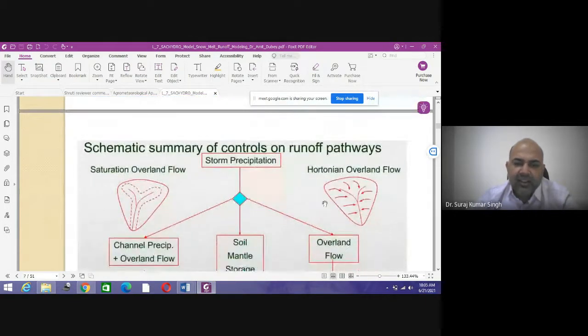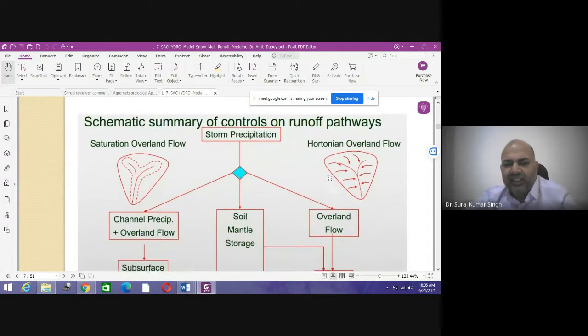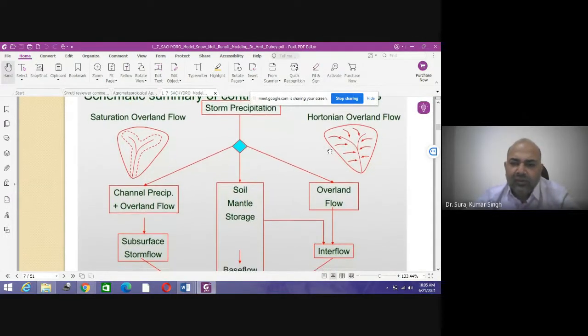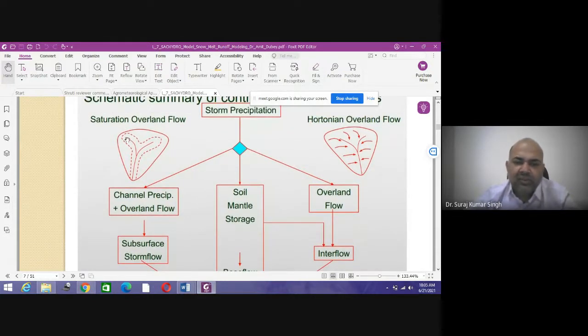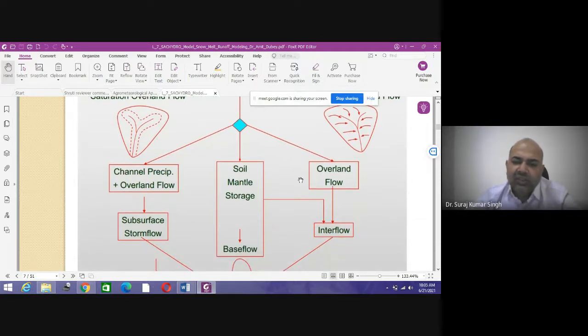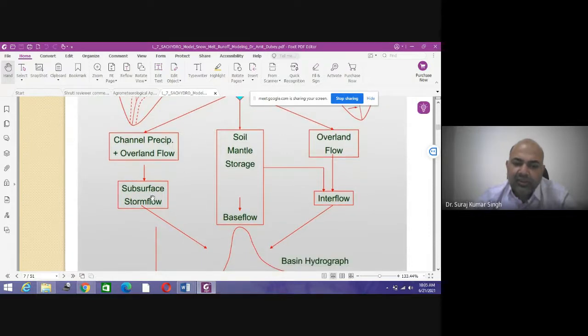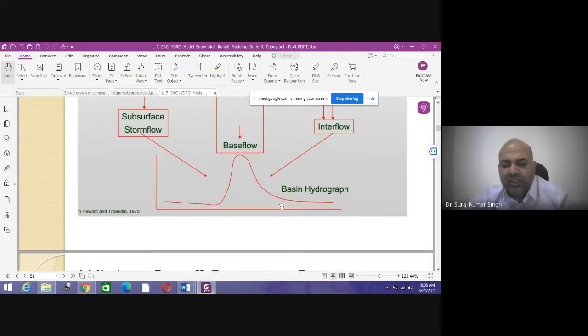Finally, we have been seeing the different kinds of overland flow. There are two kinds of definitions, known as saturation overland flow and Hortonian overland flow. Both come from the storm precipitation, where on one hand you will be finding overland flow, and on the other hand channel precipitation plus overland flow plus subsurface storm flow, and here you'll be finding inflow, plus soil mantle storage and base flow to produce a basin hydrograph.